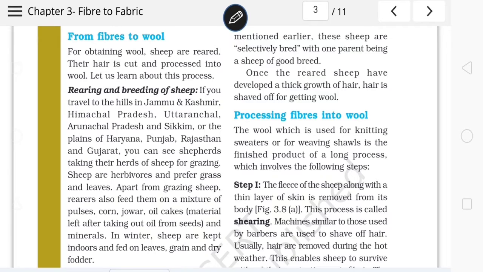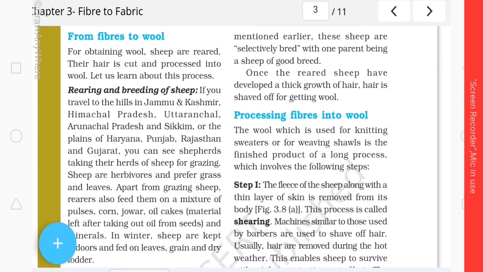And now let's begin with a new topic, that is from fibers to wool. That means how we get wool from different fibers. Okay, we shall discuss the different processes.